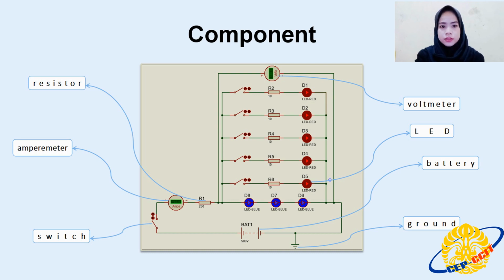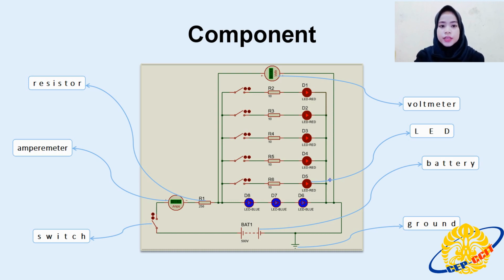Next, the switch, the connecting component that has two states, namely on and off. When off, there will be no current flowing. When on, the current can flow. I use 6 switches, 5 in the parallel circuit and 1 in the external circuit.